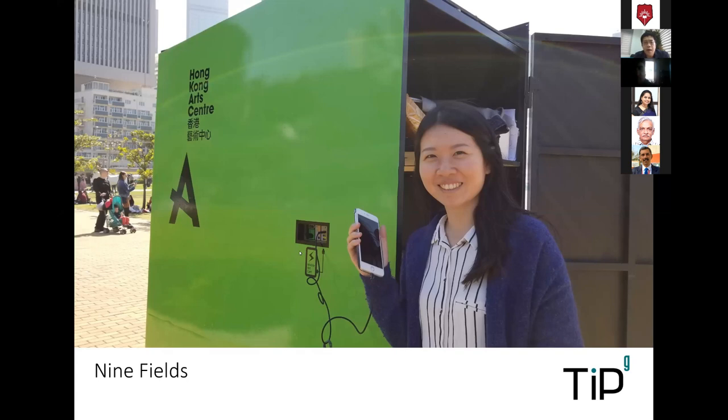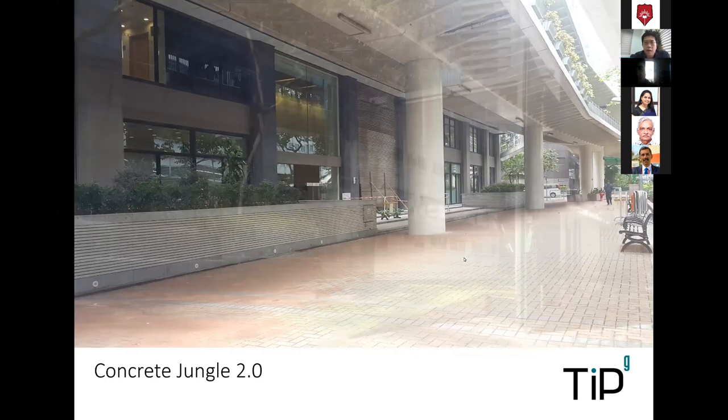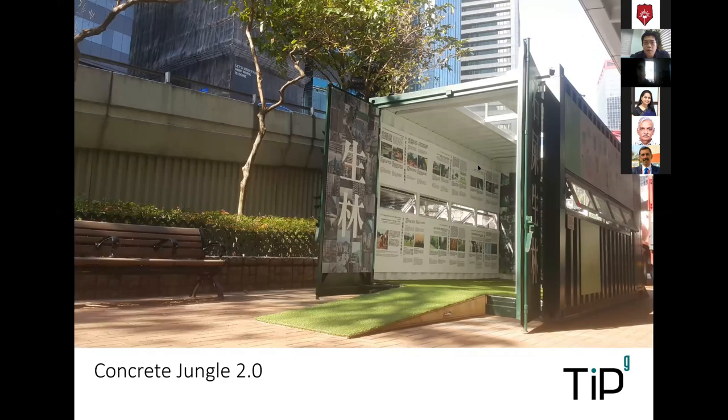Another project to verify the human nature interaction is what I call Concrete Jungle 2.0. This is a piece of undesignated space under a flyover in the Central district. The adjacent roads have very heavy traffic, and there is a government building nearby. No one used this area apart from people smoking there. We did some small interventions. We moved in a small container, and that became an education hub.